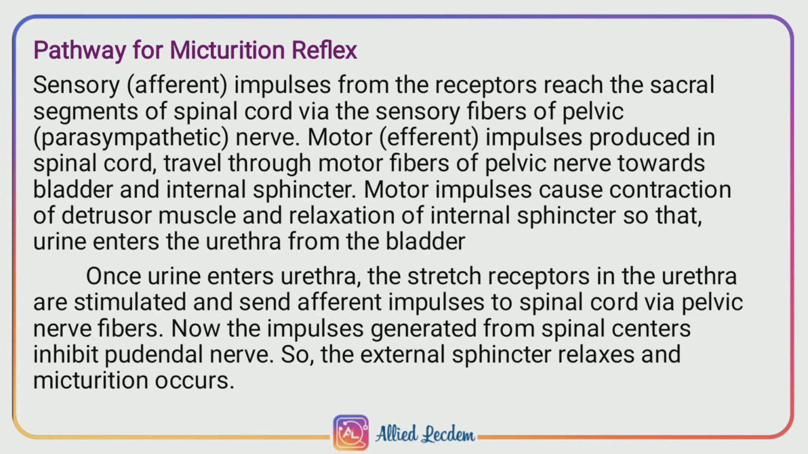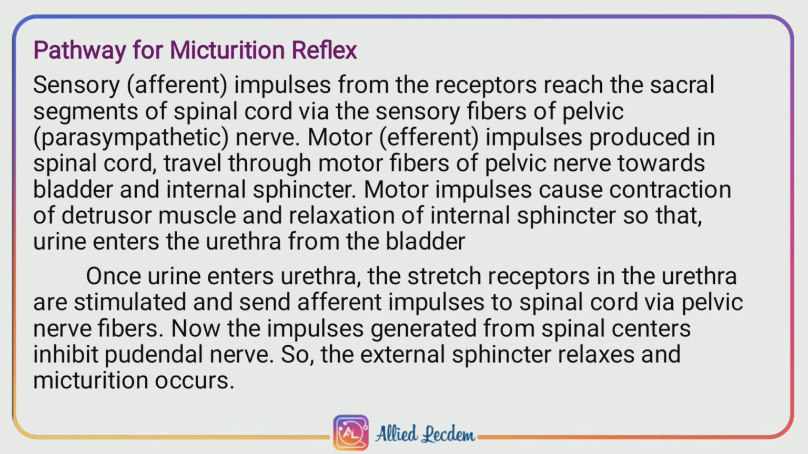Pathway for micturition reflex. Sensory impulses from the receptors reach the sacral segment of the spinal cord through the sensory fibers of the pelvic nerve. Motor impulses produced in the spinal cord travel through motor fibers of the pelvic nerve towards the bladder and internal sphincter. Motor impulses cause contraction of detrusor muscle and relaxation of internal sphincter so that urine enters the urethra from the bladder.